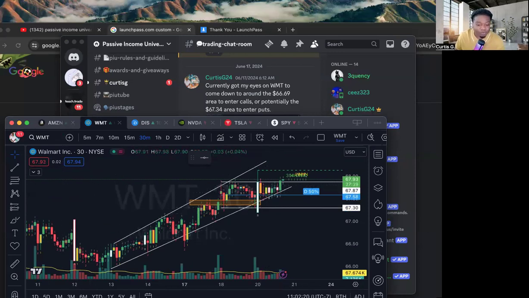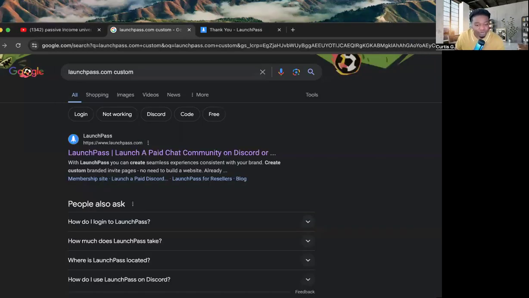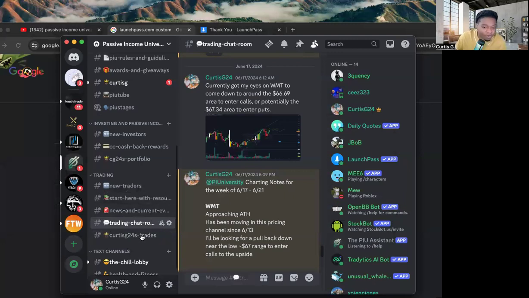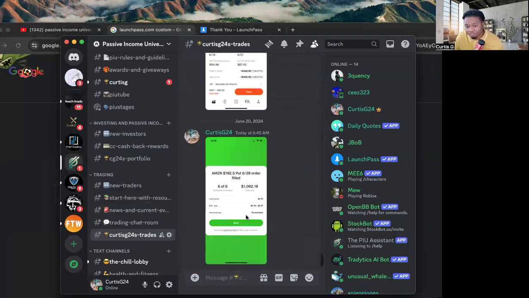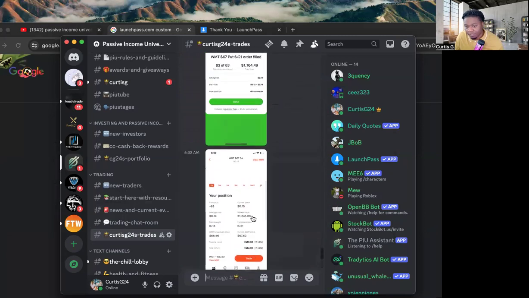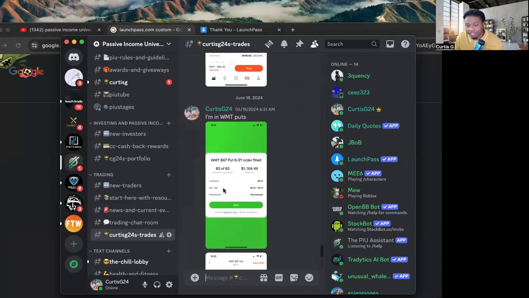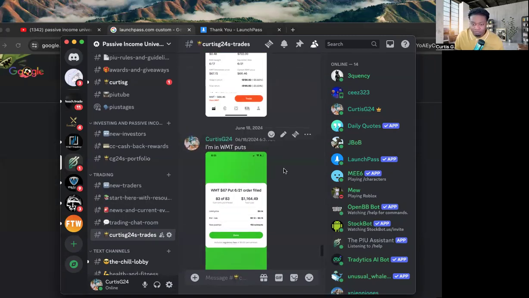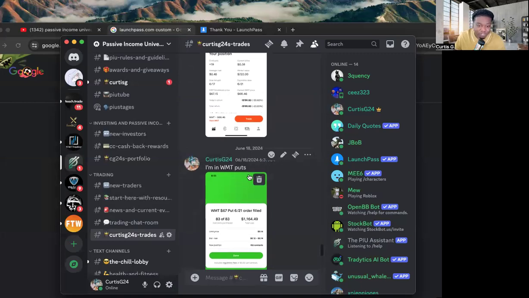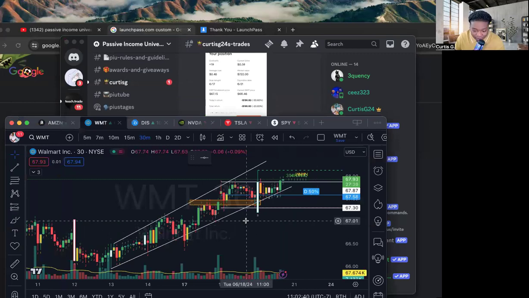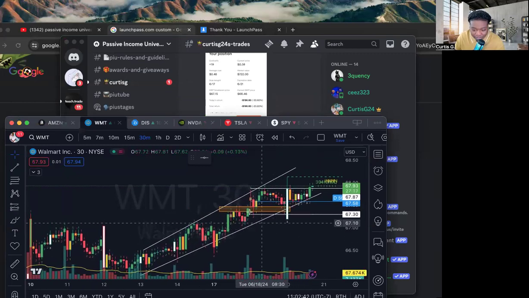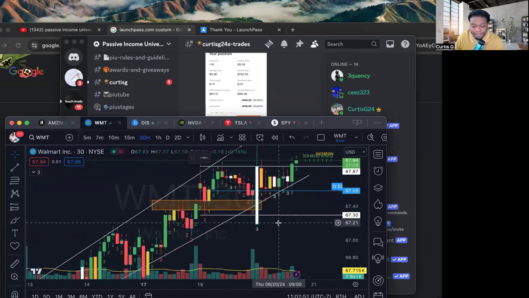And so my last Walmart trade, let me go back and show y'all. We can just kind of chart it out. We go to Curtis G24 trades. And this was on the 18th that I was in Walmart puts. I got in at 6:31, so literally the market was only open for 1 minute. Let's go back and look at the chart on 618 at 6:31. Here's the 618. Let me blow this up so we can see it even more.